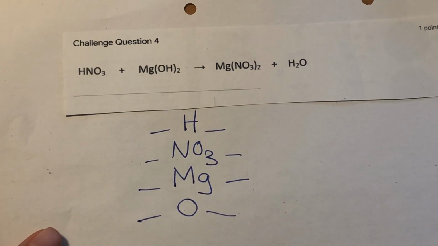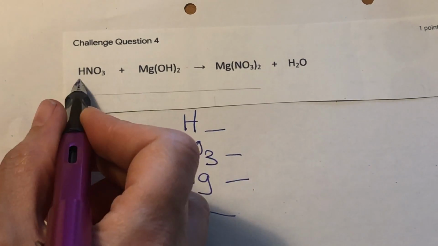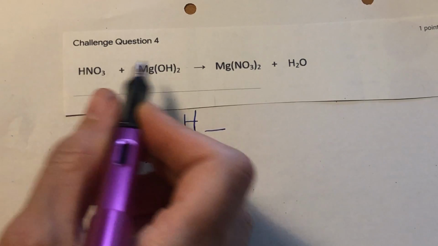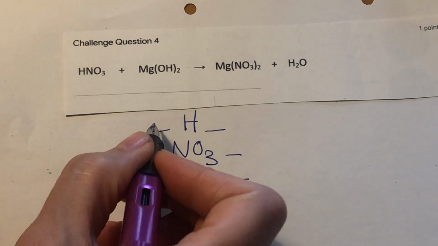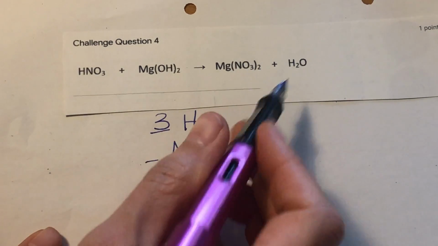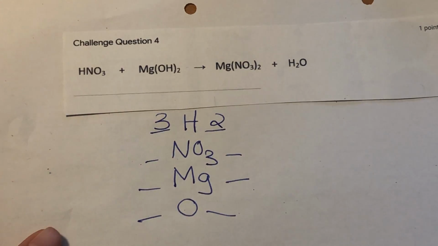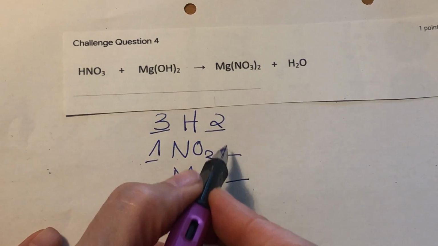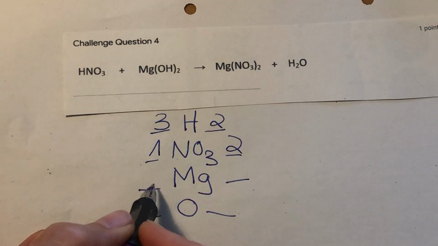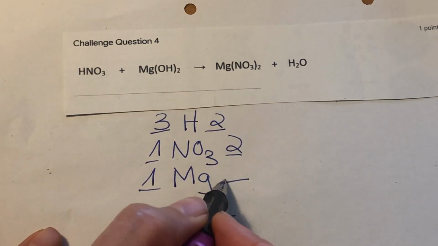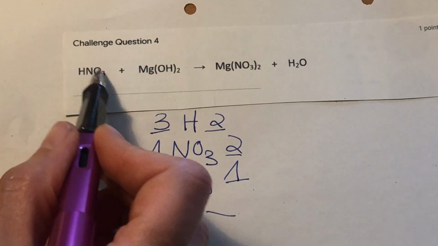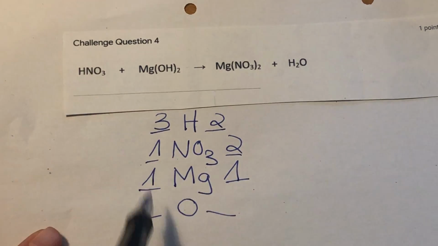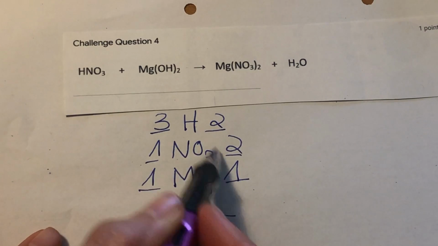All right, so here we go. Hydrogen, on this side we've got 1 and we've got 2. 1 plus 2 is 3. On this side we have 2. Already gonna be a little bit tricky here. NO3, we've got 1 NO3. On this side we've got 2 NO3s. Here I've got 1 magnesium, here I've got 1 magnesium. We're not gonna include this O3 in the counting because we already accounted for it here.